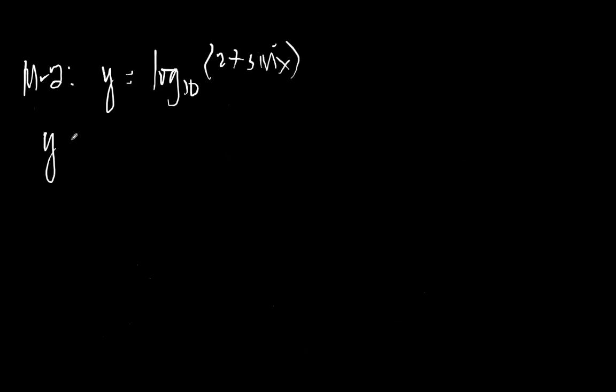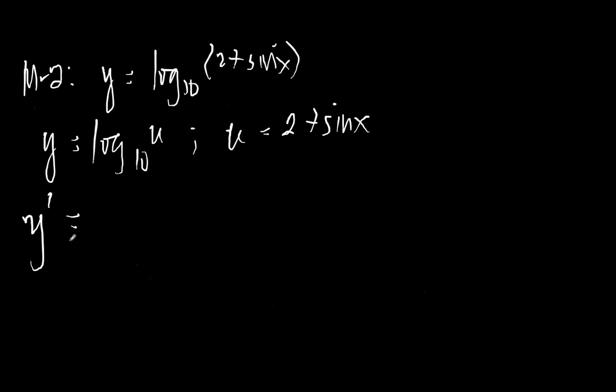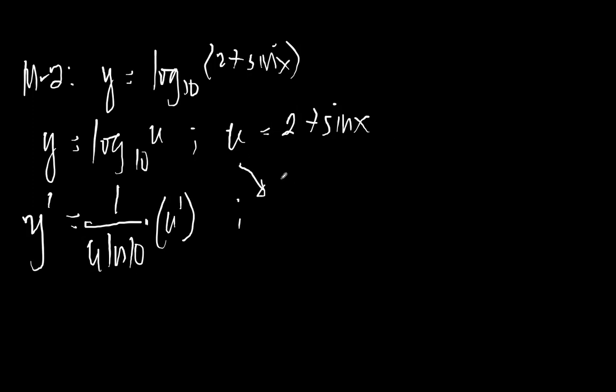Okay, so let y equal log base 10 of u, and u equal 2 plus sine x. So what's the derivative of y? The derivative of y is 1 over u ln 10 times the derivative of u, right? And what's the derivative of u? Here, u prime is equal to 0 plus cosine x. I hope you still remember the derivatives of the trigonometric functions. So u prime is equal to cosine x.